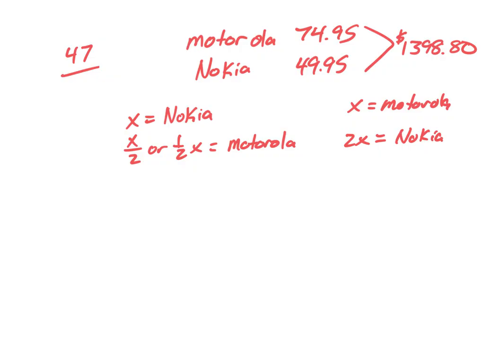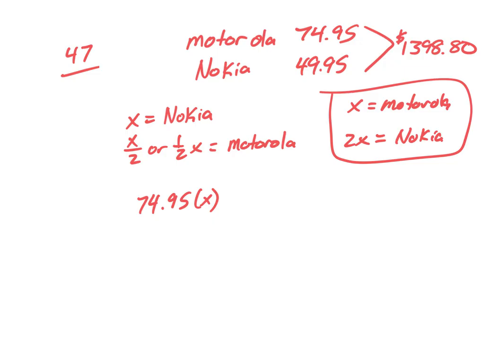All right. Now we're going to set up our equation. Motorola's cost $74.95. So we're going to go $74.95 times the number that I buy, which is X. Because we're going to use this here. We're not going to use the fractions. Plus, and then for the Nokias, we're $49.95 times 2X equals the total spent.